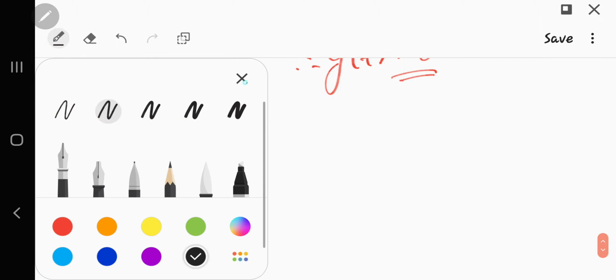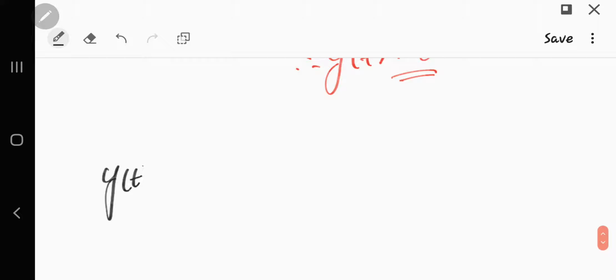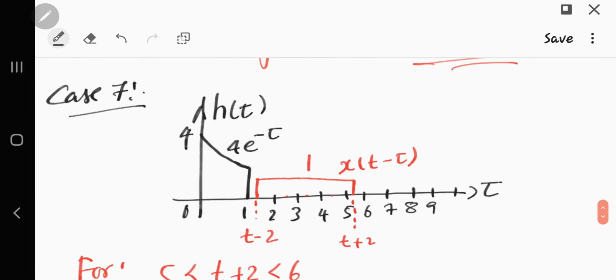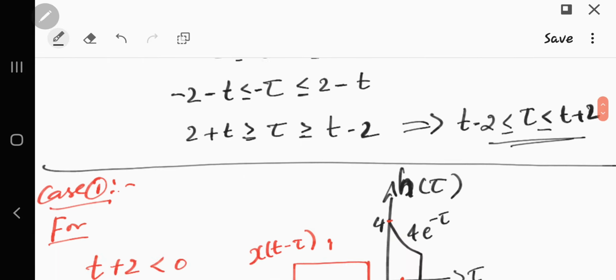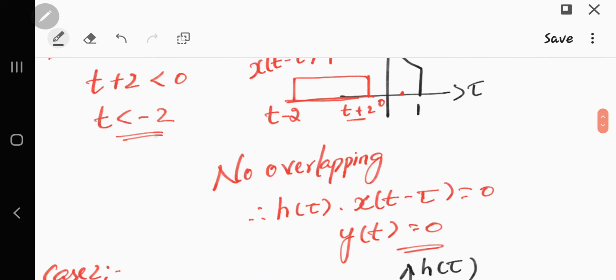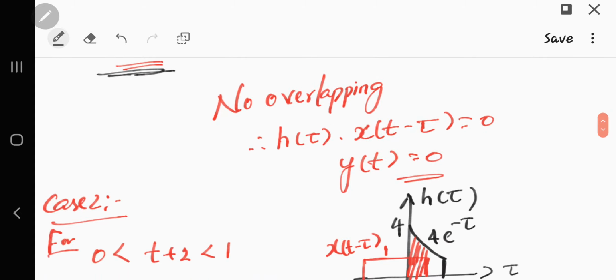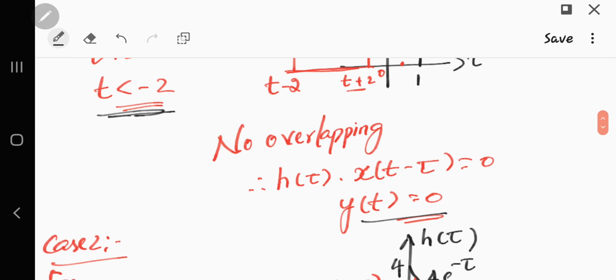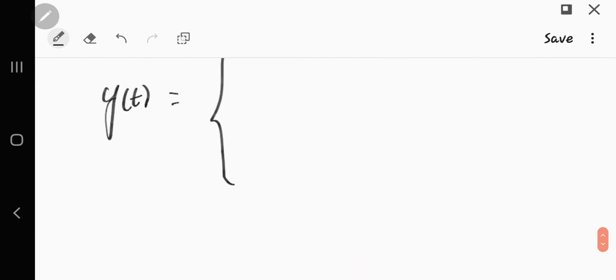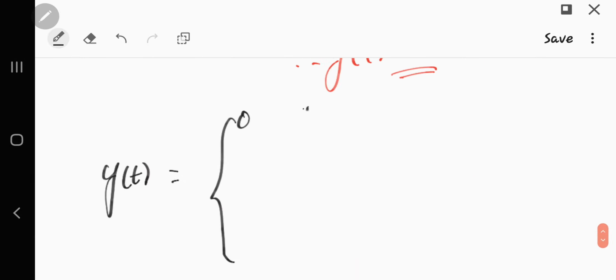Okay. Now we can summarize this y of t with all the conditions here, which we have derived from case 1 to case 7, I guess. Now in the first case, for t less than minus 2, our y of t is 0. So let's take this one. For t less than minus 2, y of t is 0. So that's the first case, t less than minus 2.